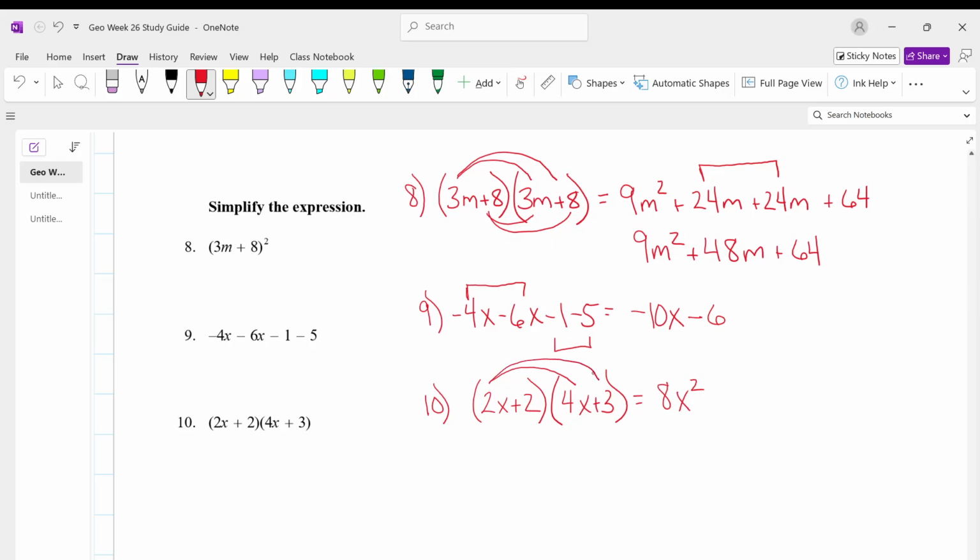And 2x times 3 is positive 6x. Then we take 2 times 4x, which is positive 8x. And then positive 2 times positive 3 is positive 6. We then combine our terms in the middle. So 8x squared plus 14x plus 6.